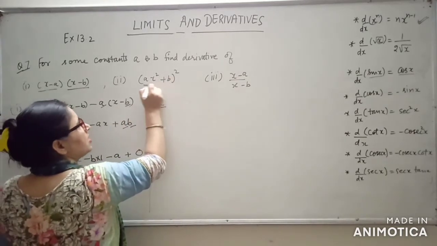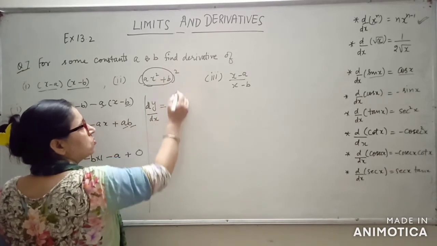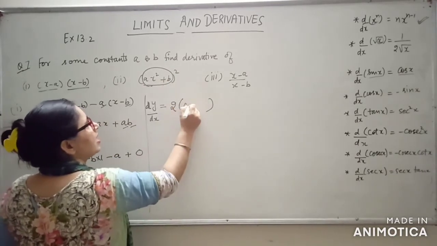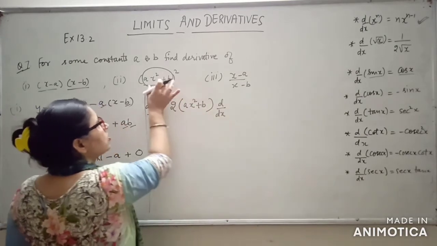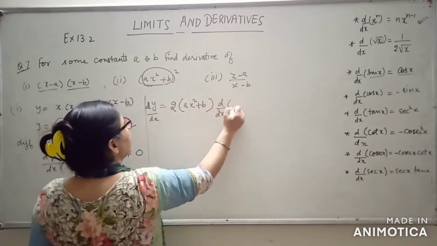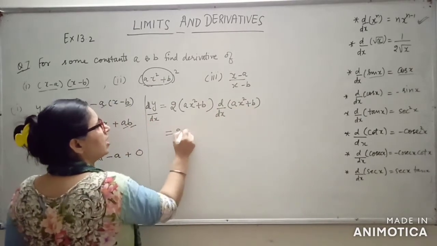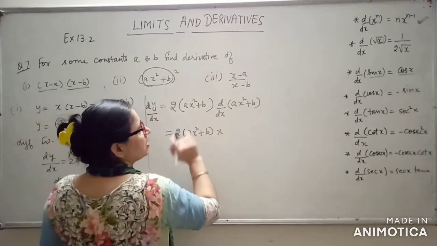If I consider this as x, then this is x square, so what is its derivative? 2x, and in place of x what will come? It is ax square plus b. Now the derivative of that function which I have considered as x. So this is ax square plus b, so this is 2 times (ax square plus b) into the derivative of this.